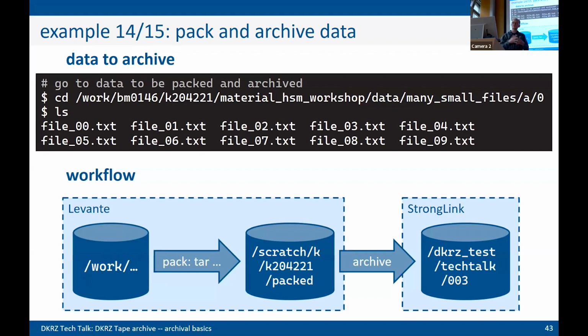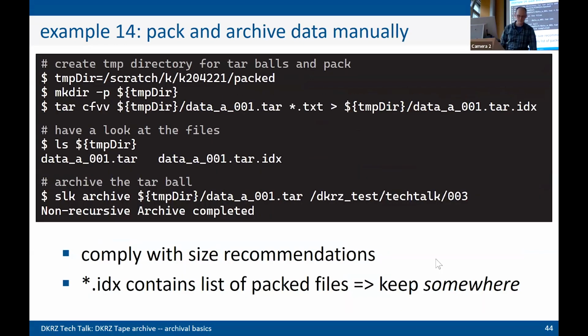So now we have a use case. We have 10 small files and we want to archive them. And the common workflow currently would be that we have the data stored on work, and then maybe we create a folder in Scratch and just pack everything with tar. And then we archive the files to StrongLink. If we do it manually, I realize we're a bit short of time and I'm talking too long, so if you do it manually, some of you know, and others can look it up later here. You just pack the files and archive them with SRK archive.